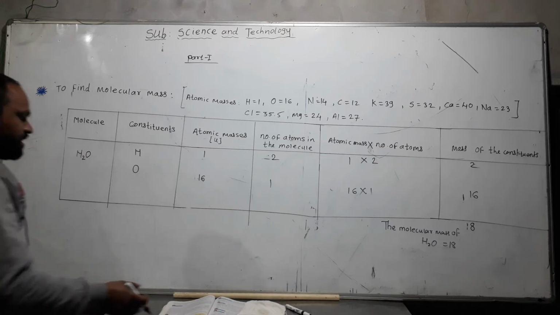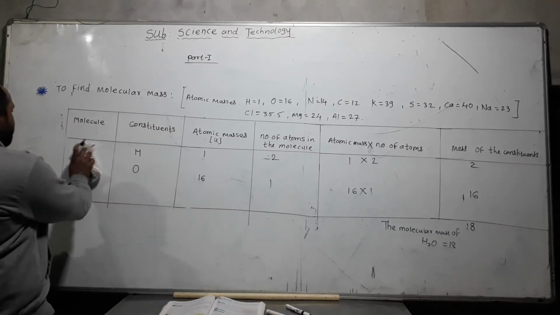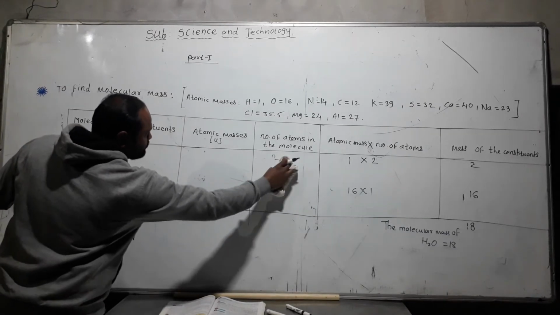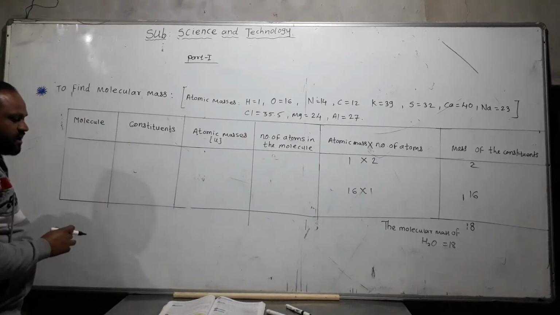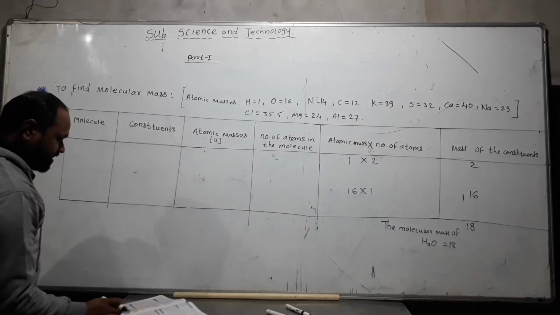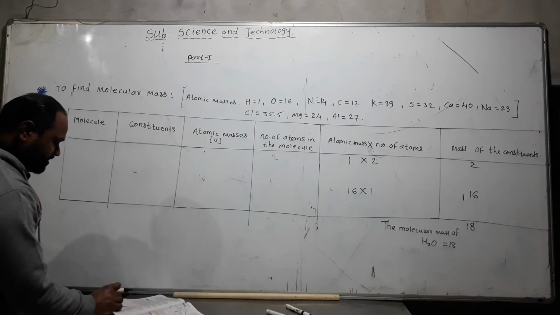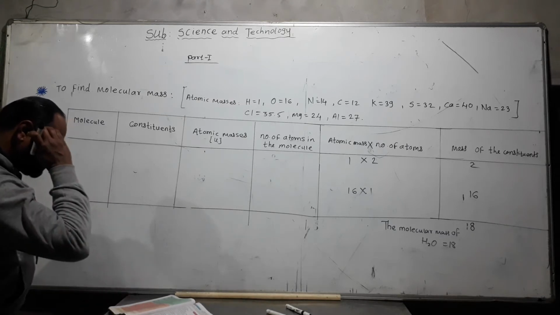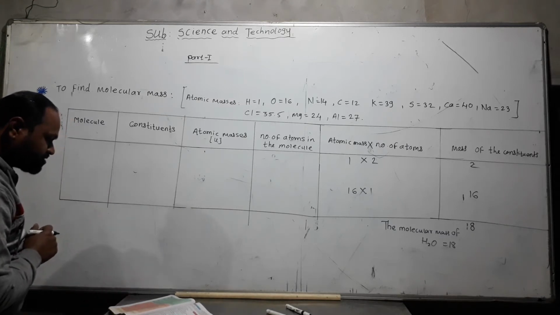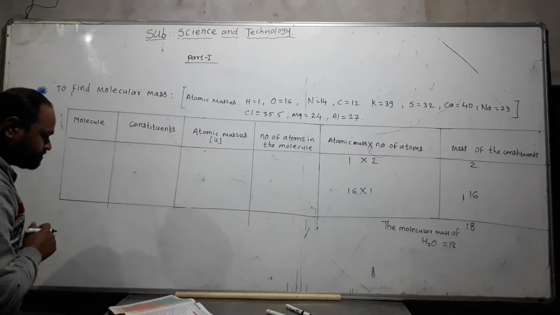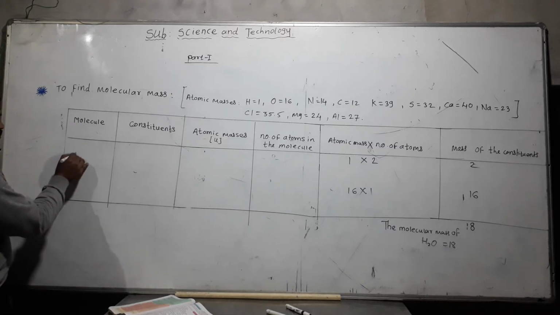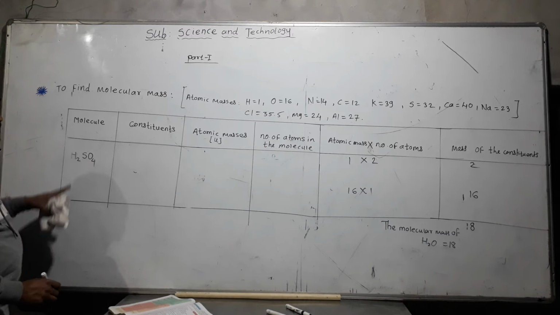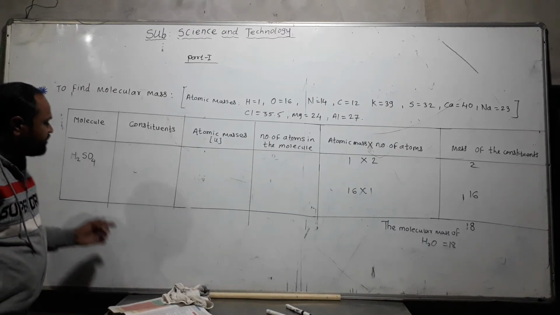Now one more example to solve. Now find the molecular mass of the next compound. Take an example from the exercise. First, to find the molecular mass of the compound H2SO4. The name of the compound H2SO4 is sulfuric acid.